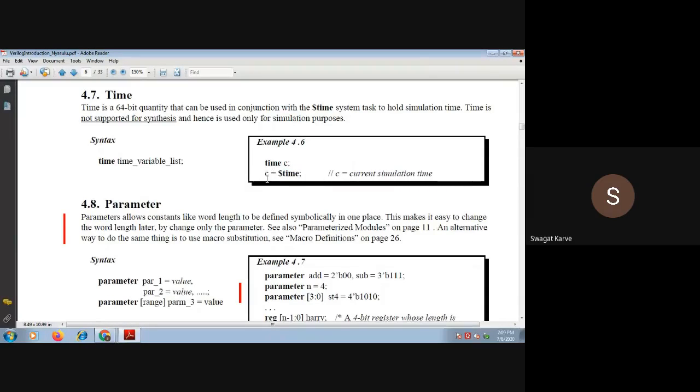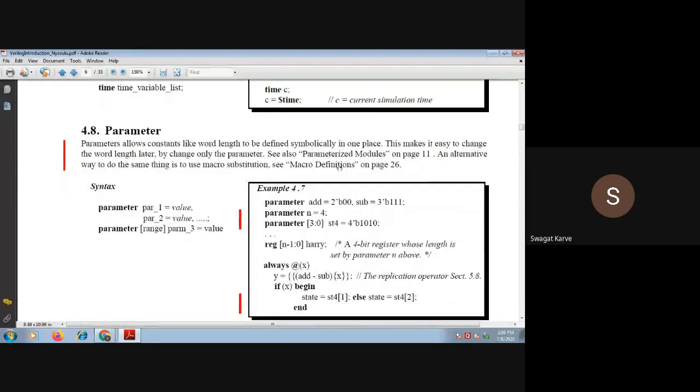That means this current simulation will hold for the time that you have mentioned. And how much time can you mention? It is a 64-bit quantity. That means you can mention time that can be represented as a 64-bit quantity. So this is about the time. Now next parameter, data type.